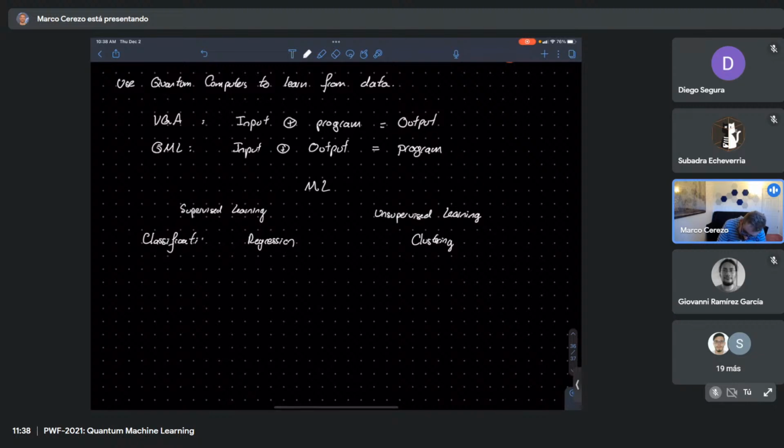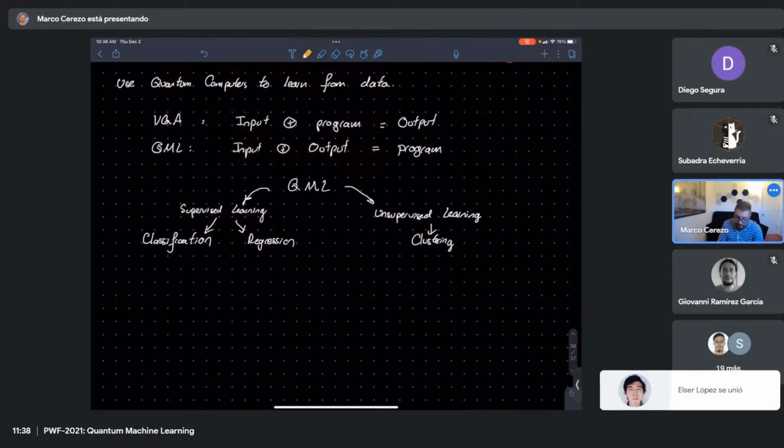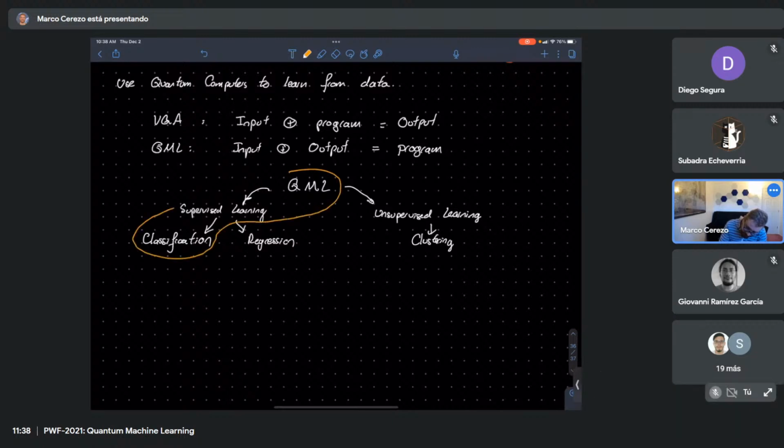And quantum machine learning, as we said, has been envisioned for all of those tasks. So we can do QML for supervised learning tasks, for regression, or for classification. Similarly, we can do QML for unsupervised learning tasks, such as clustering. In the remainder of this lecture, I will focus on one particular implementation, and that's going to be a quantum machine learning supervised classification task. So this is going to be our focus. But essentially, QML can be used for everything.